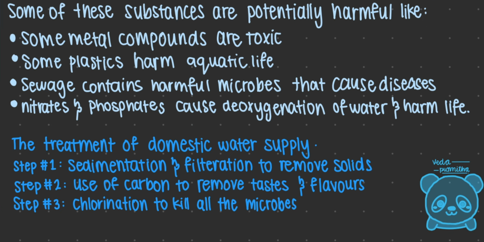Now, you do need to know the three key steps in the treatment of domestic water supply. First is sedimentation and filtration to remove the solids. Sedimentation is where you leave the water in a clear container so all those particles that are more dense than water settle down, and then you filter it out, so it's easier to filter. Then you use carbon to remove taste and flavors, and chlorination to kill all the microbes.